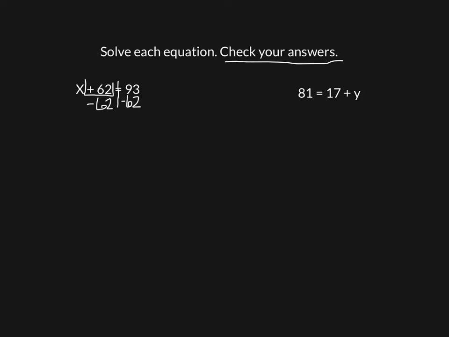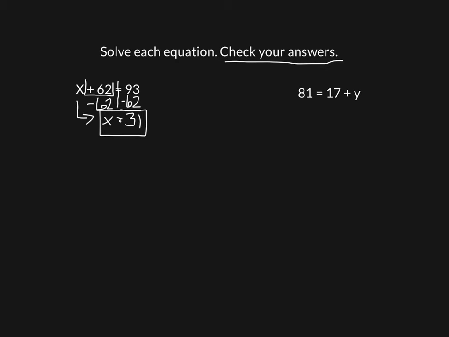Now, 62 minus 62 is going to give me a 0, right? So that cancels itself out. And so I'm going to bring down my x equals, and then I need to solve this. 3 minus 2 is 1. 9 minus 6 is 3. So x is equal to 31.